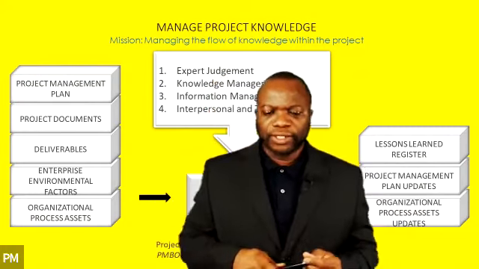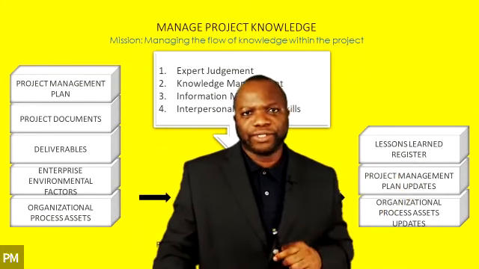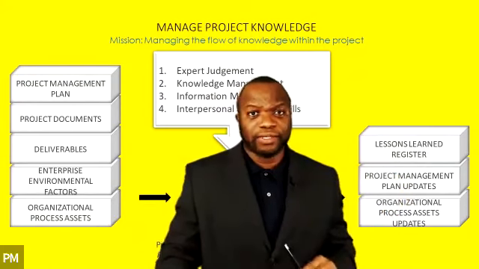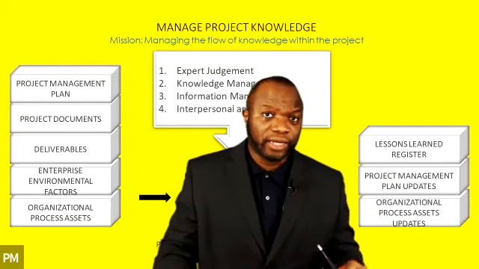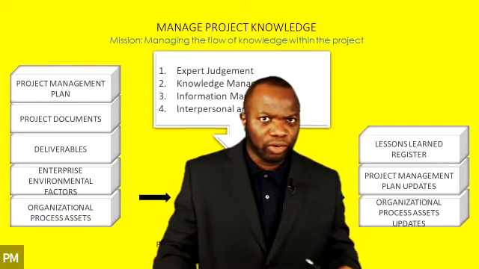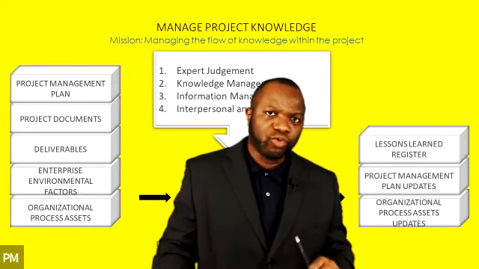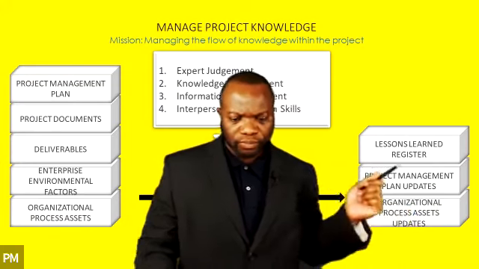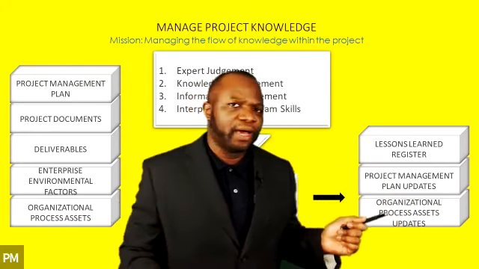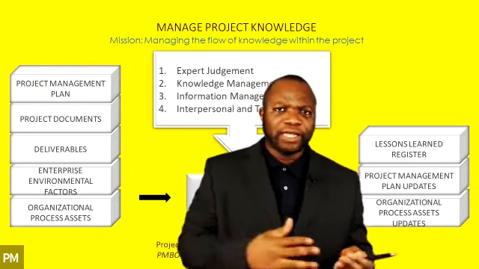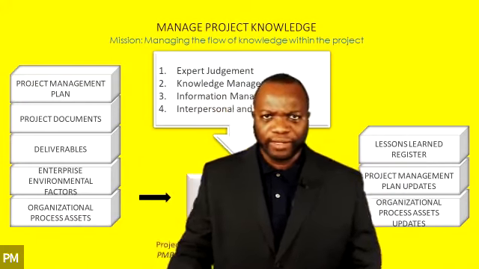All right, let's take a look at the outputs. The lessons learned register is a register of lessons learned, things that you're cataloging because you did well and things you're cataloging because you did woefully. Lessons to be learned from those woeful performances. We also have the project management plan updates and OPA updates. We talked about this in the previous process, so there's really no need to dwell on this.